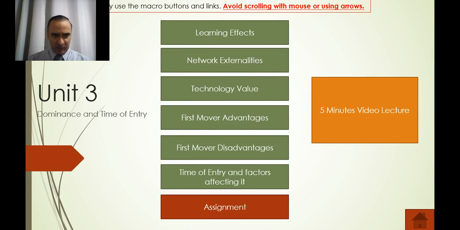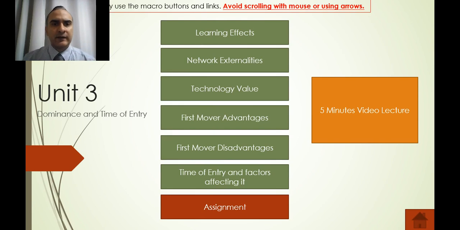So let's go to unit number 3. We're going to be talking about dominance and time of entry. So the dominance: when a company tries to develop their product and they are the innovators, they are the first ones, what are the hurdles that they're going to find and what are the benefits they're going to find for doing that. We'll also be looking at what is the best time to get into the market.